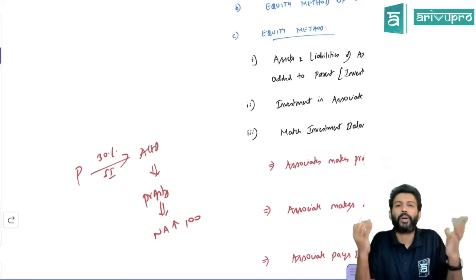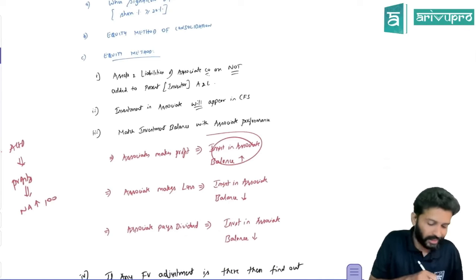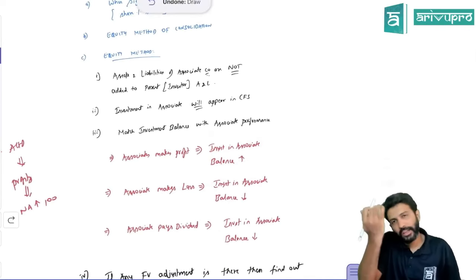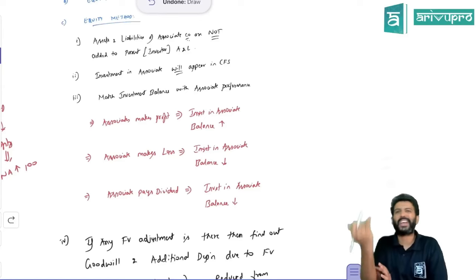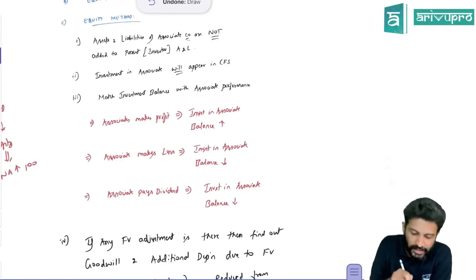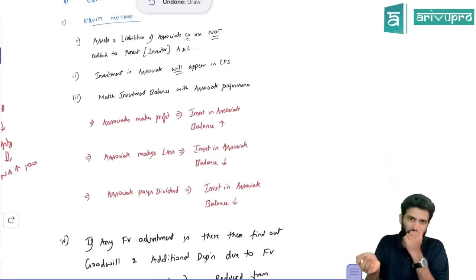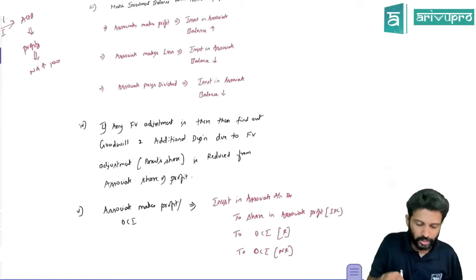If associate makes the profit, investment value also will increase. If associate, however, makes a loss, investment value will reduce. If associate pays a dividend, cash balance will reduce. So obviously investment balance also will reduce like this. Okay. All right. Next, what, sir?